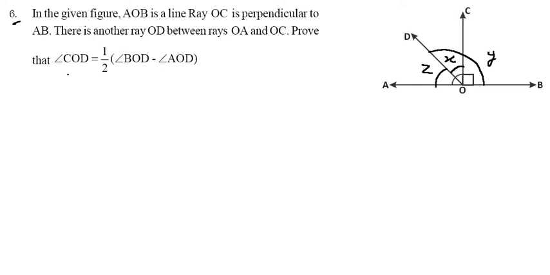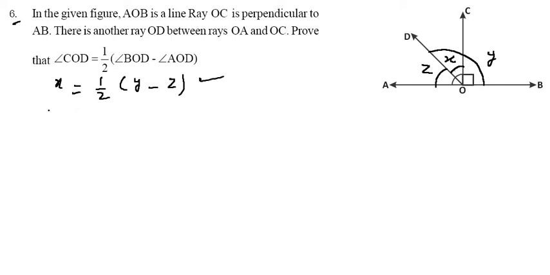Then prove that angle COD, that is X, is 1 by 2 of (angle BOD, that is Y, minus angle AOD, that is Z). That one is the proof. So let us see how we can prove this one.